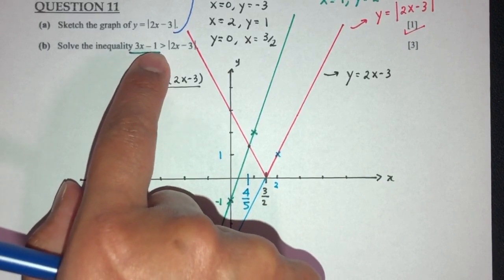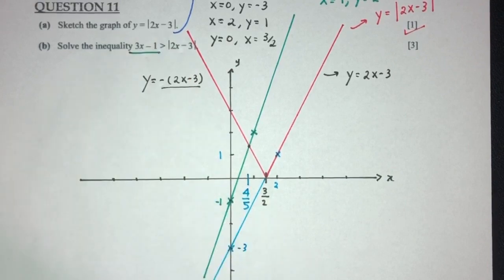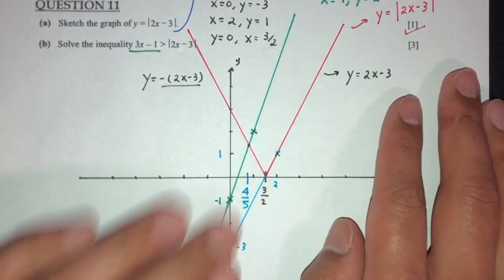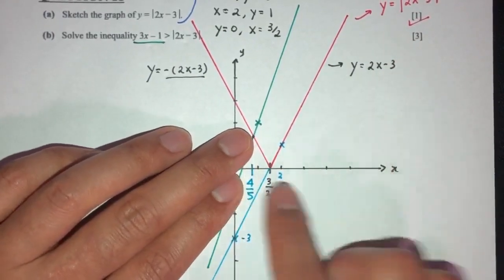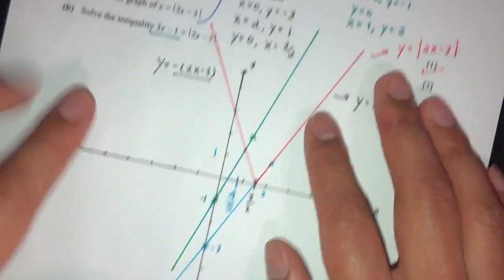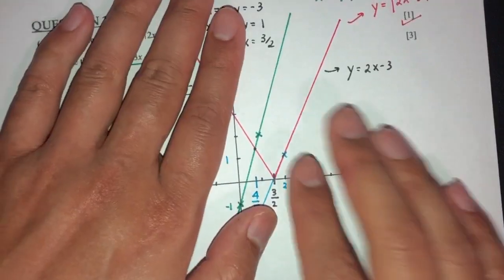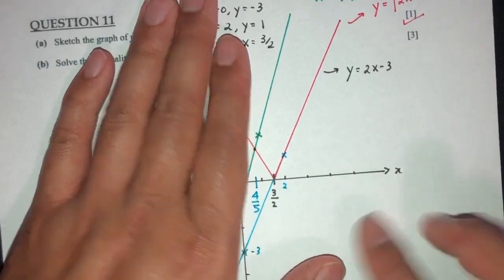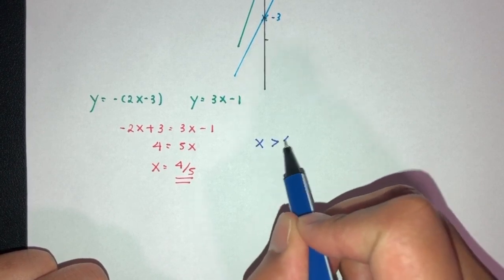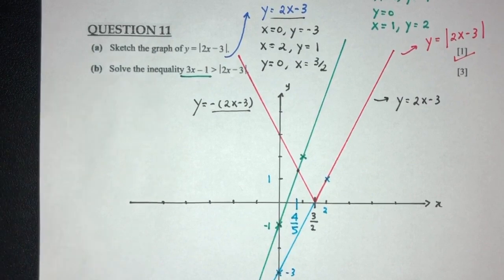So for what values of x is your green line more than the red line? By observation, you can see clearly the green line is above the red line when we look at values over here. Over here you can see the green line is always above the red line. But over here, if you cover this, the green line is below the red line, so it's not good, so it has to be over here. So your answer will be, obviously by observation, x has to be more than 4 over 5 for part B of your question, done by observation.